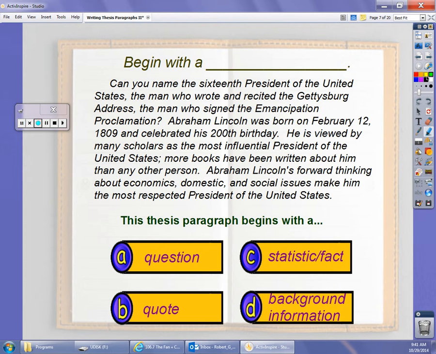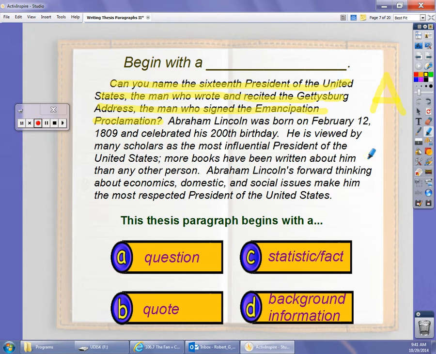Finally, can you name the 16th president of the United States? The man who wrote and recited the Gettysburg Address, the man who signed the Emancipation Proclamation. Clearly, this is a question.